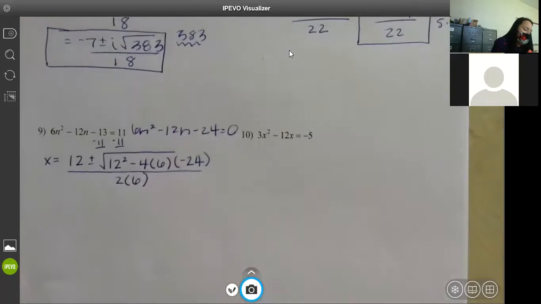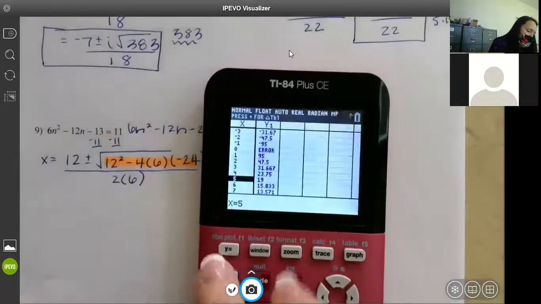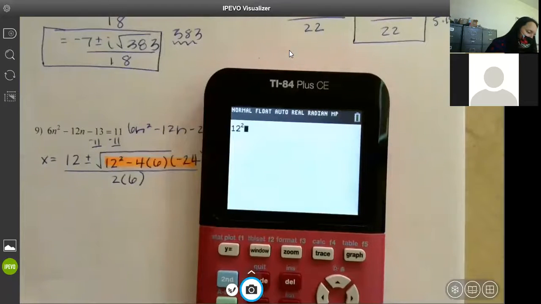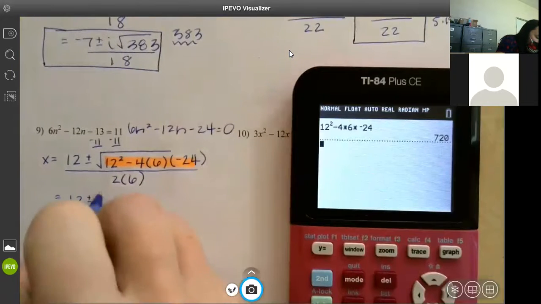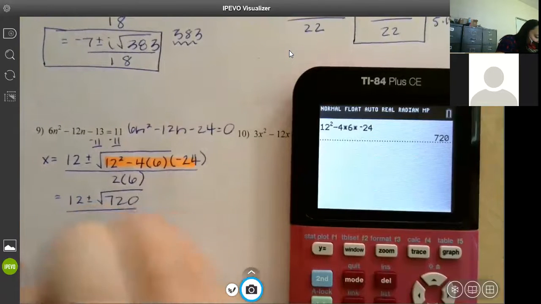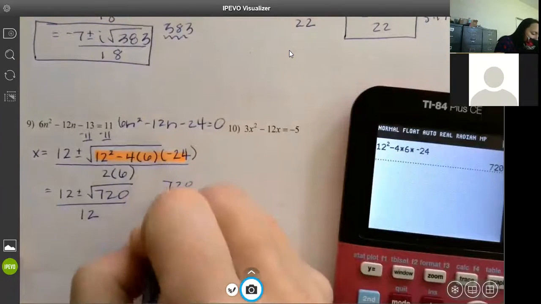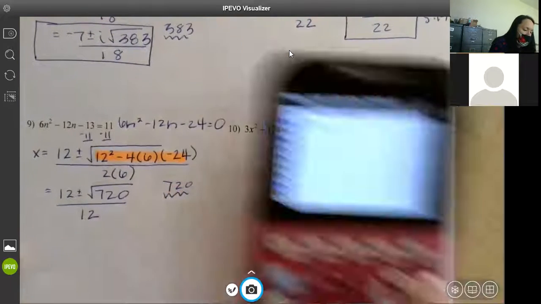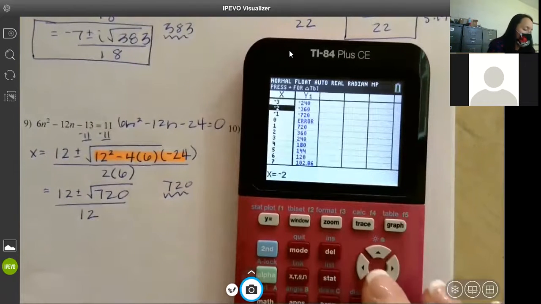So again, only what's underneath the radical, it's going to be a big number. 12 squared minus 4 times 6 times -24 gives us 720. It's a positive number, so I'm just going to go ahead and try to break it down. I don't know my factors of 720. I do, but I'm showing you, okay? Find something that you can break down.